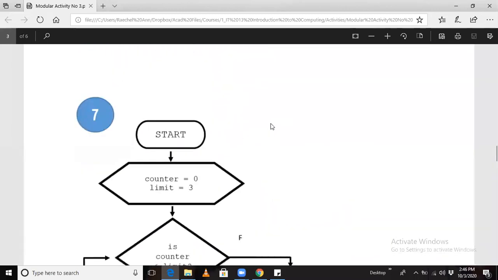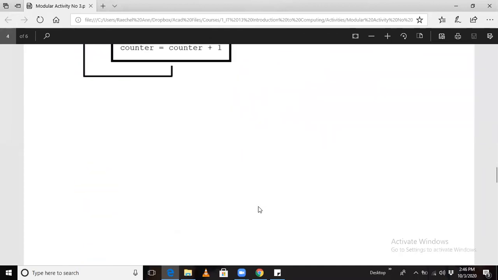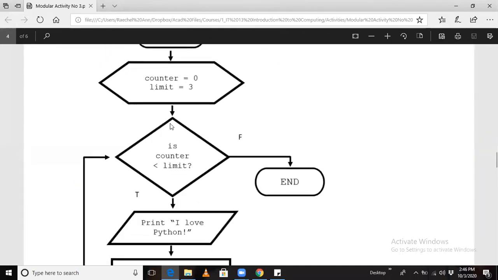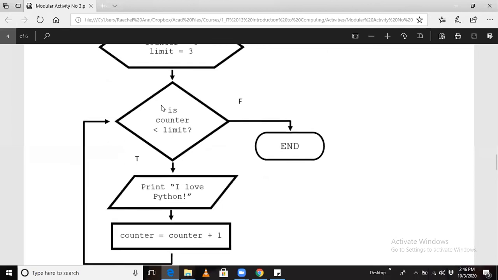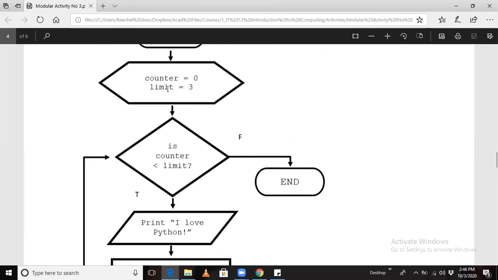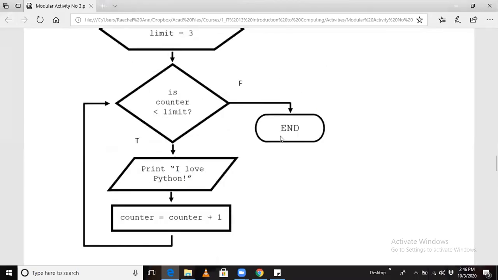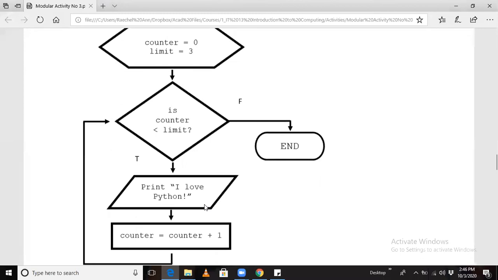Kunwari, naintindihan nyo. Next, 7. This is 7, 8. These are looping. So we have counter, limit. I will pass this course. Counter 0, limit 3. Is counter less than limit? True. Print, I love Python. Then counter increment. Ilan beses mag-print yung I love Python? 3, ma'am. Okay. 3 po.